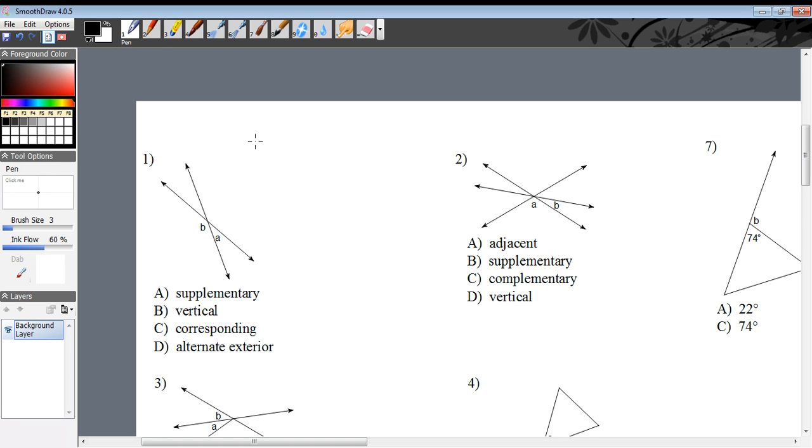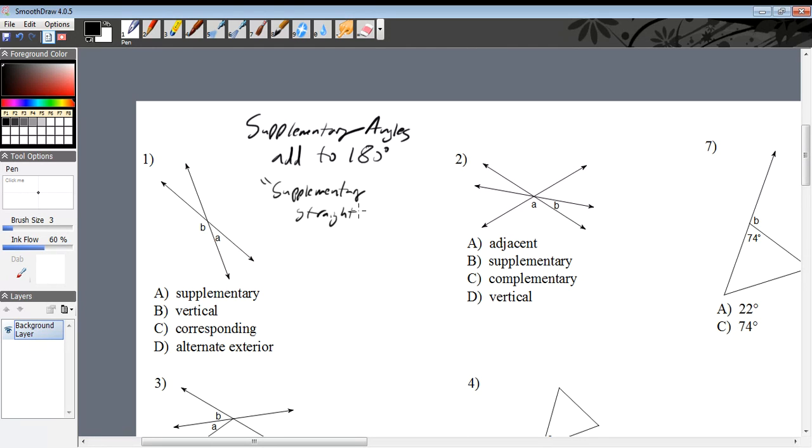Now, there are some definitions you need to remember. Make sure these are in your notes. Supplementary angles add to 180 degrees. Supplementary, a straight angle. A straight angle adds up to 180 degrees.